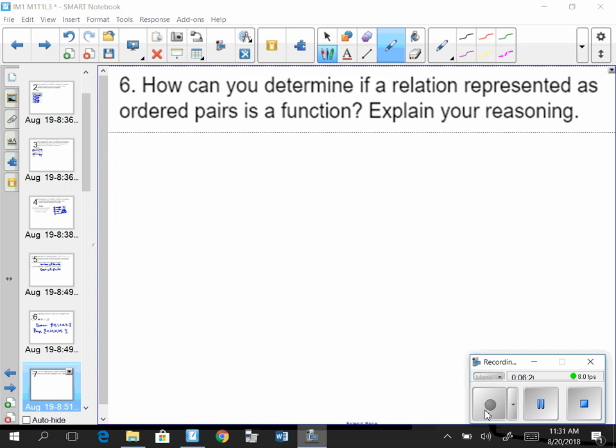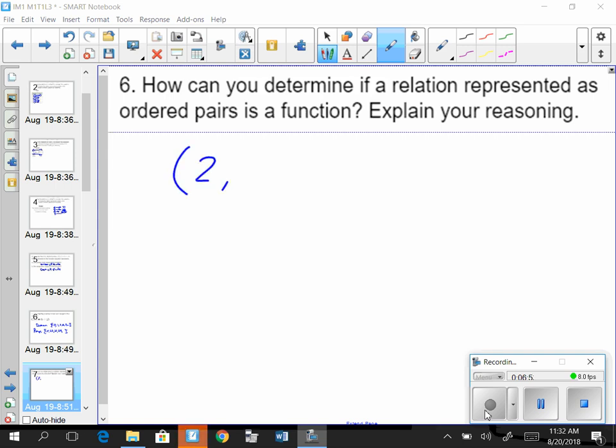How can you determine if a relation represented as an ordered pair is a function? Explain your reasoning. I'm looking for some kind of full sentence explanation here, something about how every input has to have one output. No matter what representation you're looking at of a relation, in order for this relation to be a function, you need every input to have one and only one output.